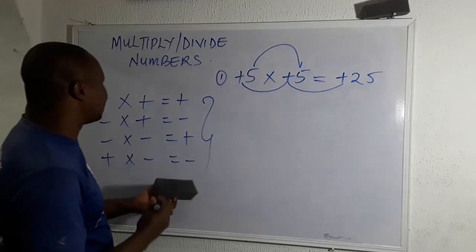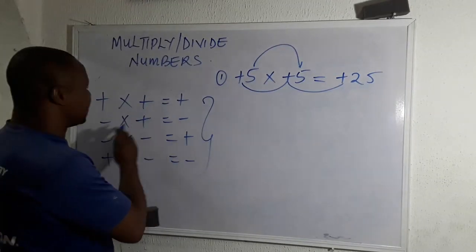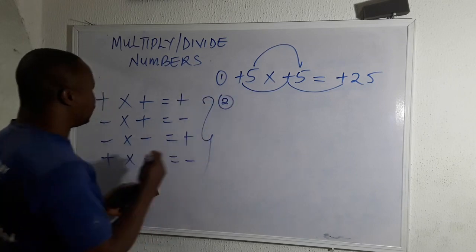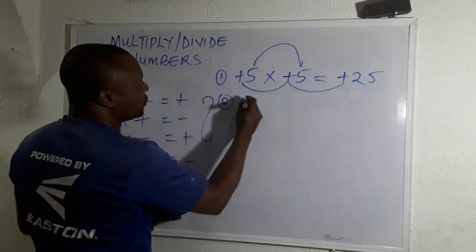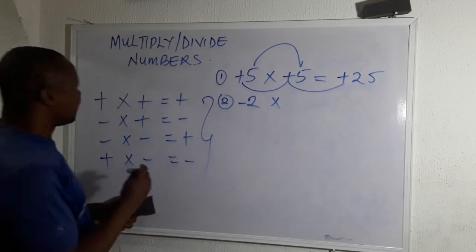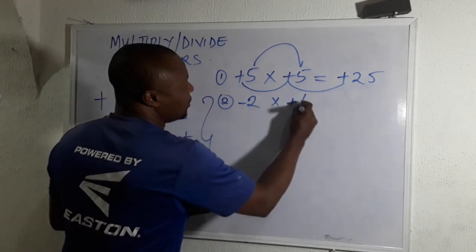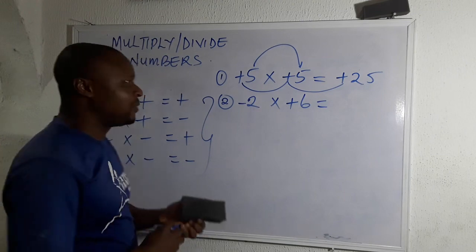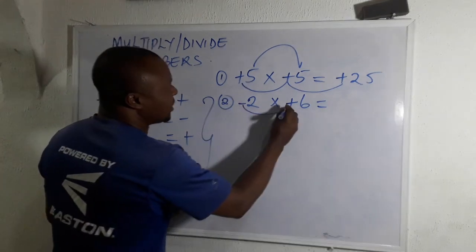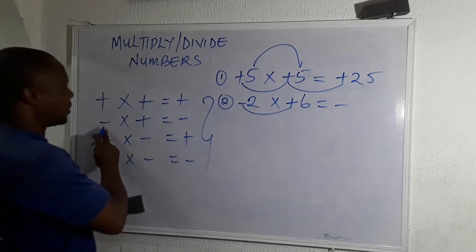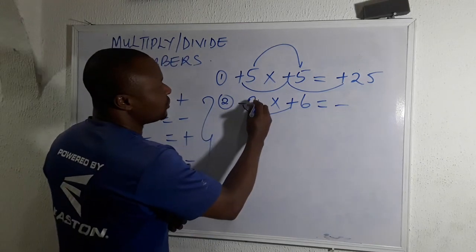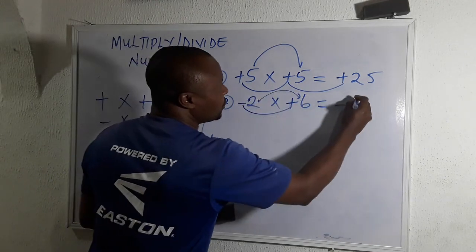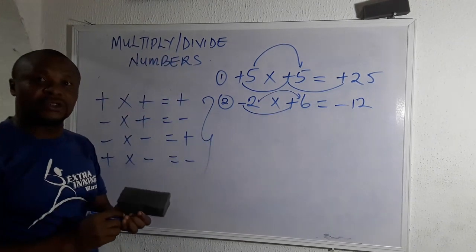Now let us look at an example for this second case scenario. Now we have example 2. We can have minus 2, for instance, times plus 6. Now what will this give us? We multiply the signs in front of them. That will mean minus times plus will give us minus, as you can see here. Then 2 times 6 will give us 12. So the answer is minus 12.